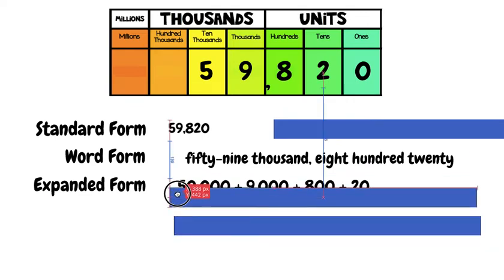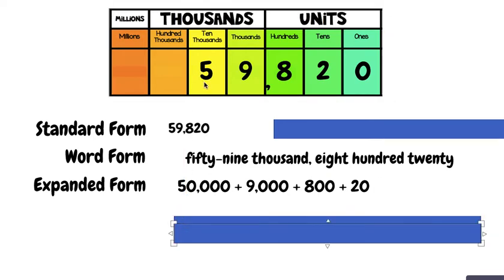Okay, so if you did this correctly, we should have 50,000 plus 9,000 plus 800 plus 20. Now, if you put a plus 0 at the end, that's fine, but we know that there are no ones or no baby cubes, as I'd like to call them, in base 10 blocks, so you really wouldn't need to put it. It's not necessary.